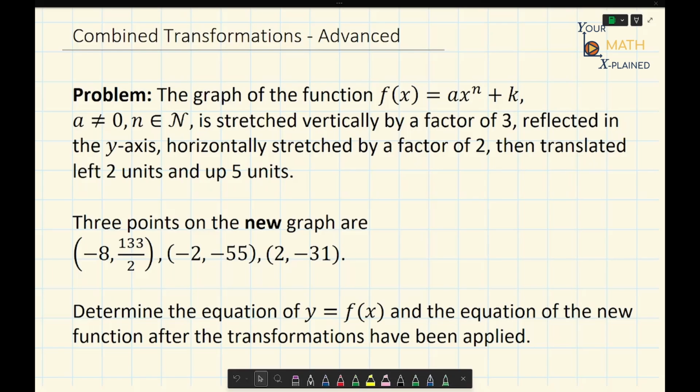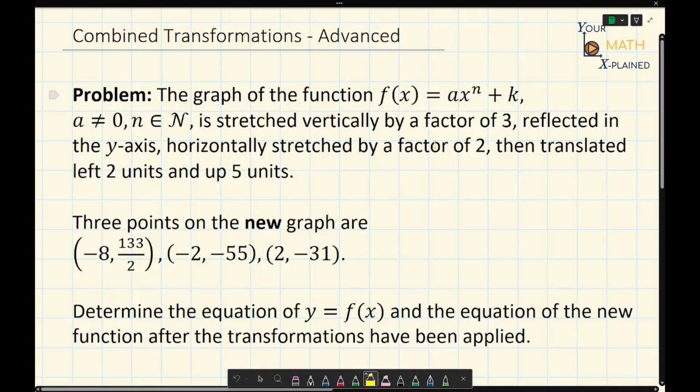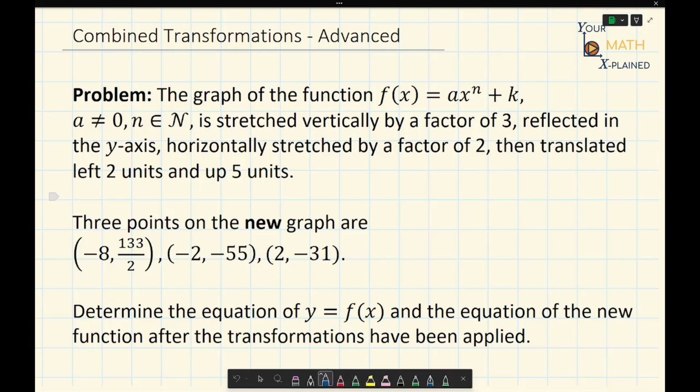So, we're given the graph of the function f of x. Note that a here does not equal 0, so that it is not a constant function. And n is just some natural number. We perform the following transformations on it. The first one is we stretch it vertically by a factor of 3. Then we reflect it in the y-axis. Then we horizontally stretch by a factor of 2. And then the fourth transformation is to translate it left by 2 units and up by 5 units.